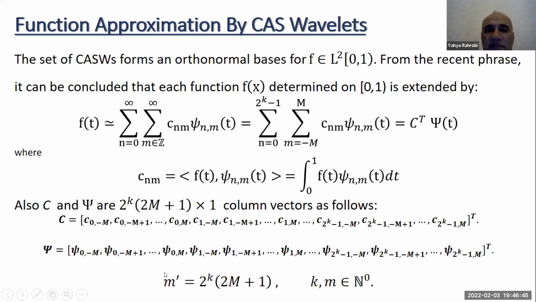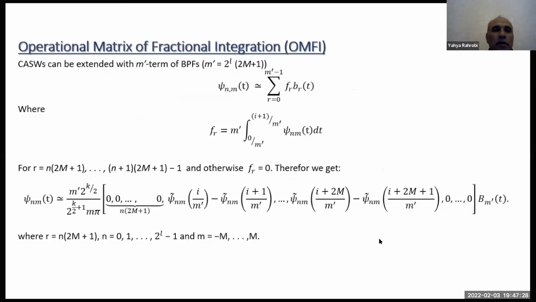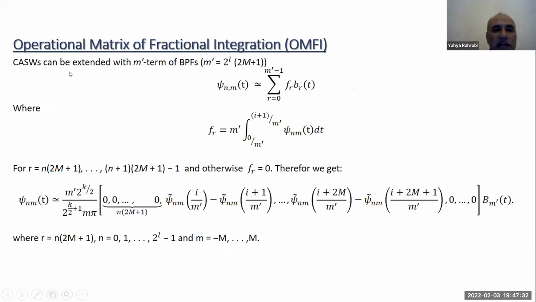Function approximation by CAS wavelets. The set of CAS wavelets forms an orthonormal basis for L^2 of the interval [0, 1). From the recent relation, it can be concluded that any function f(x) defined on the interval [0, 1) is expanded by approximately the summation of this statement. Also C and psi are two 2^k(2m+1) by 1 column vectors as follows. The operational matrix of integral of CAS wavelets can be expanded with m terms of block pulse functions, where this statement is established.